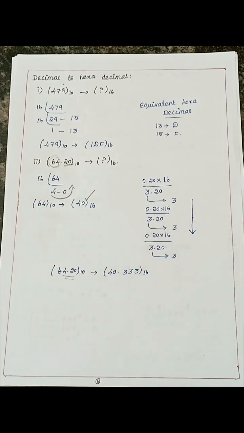So for the whole number, we have to divide with respect to the radix of the particular number, and for the floating part of the value, we have to multiply with the radix of the particular number system. So in this way, we can convert the decimal number to any other number system. In the next video, we will see any other number system to decimal number.